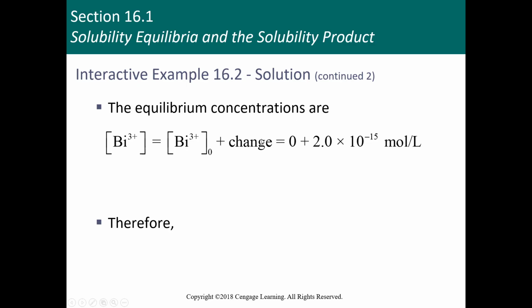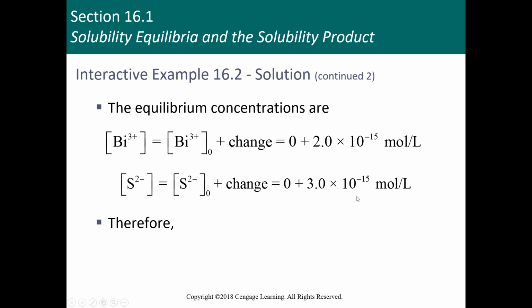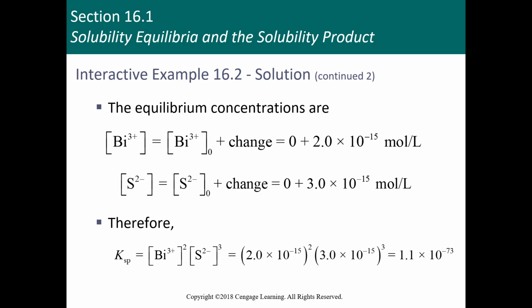So your Bi, the initial Bi, which is 0, plus your change, is going to be that 2 times 10 to the negative 15. Your concentration of sulfide at equilibrium is going to be 3 times 10 to the negative 15 that you just found. Again, those are your solubilities. Now, you can go ahead and plug those in and just do the math for your concentration of Bi. You go ahead and plug that value in. And for concentration of sulfide, you go ahead and plug that number in.